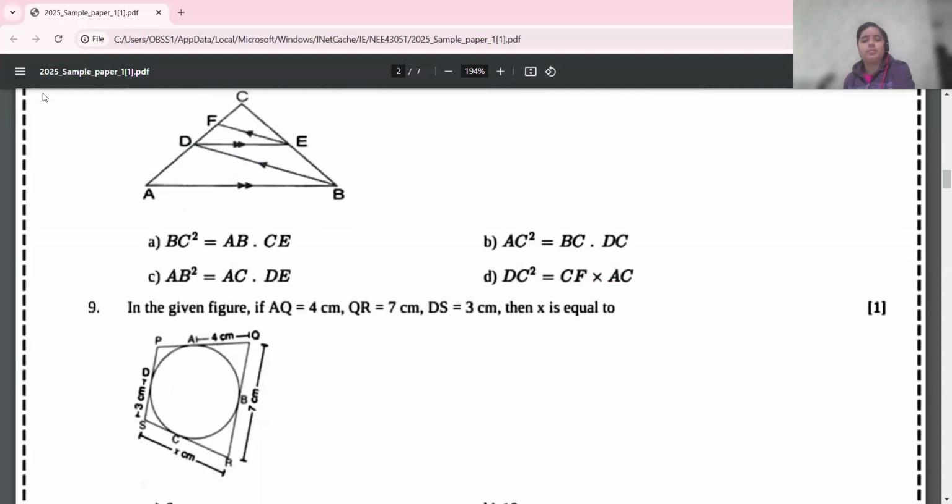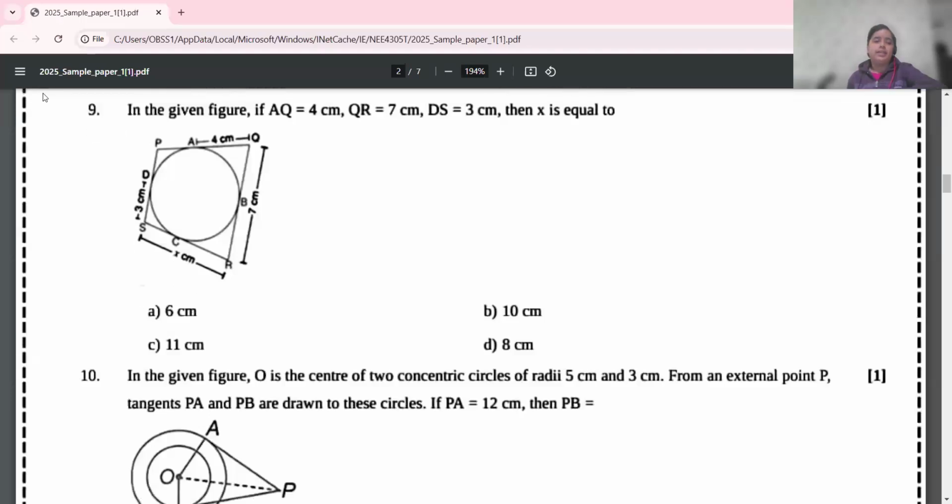Moving on to question number 9, which talks about tangents. Now, here we are given the length of particular tangents as 4, this whole is 7, this is x, and this one is 3. We have to find the value of x. Now consider this. This particular length and this particular length, they are going to be equal because they are tangents drawn to a circle from the same point of contact.